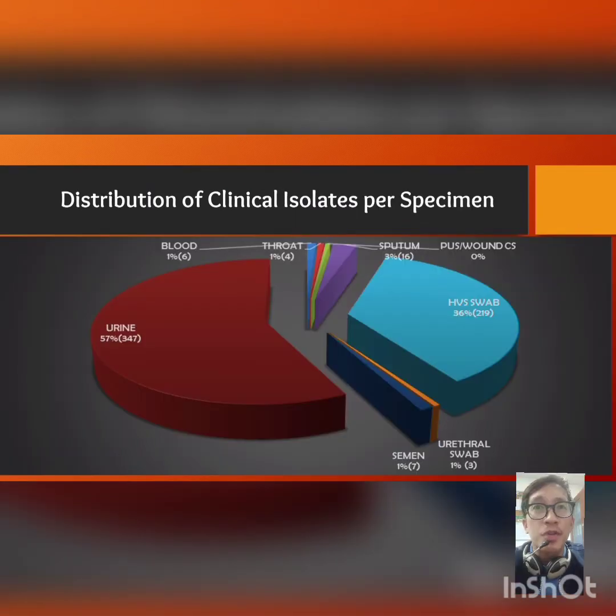Now this is the distribution of clinical isolates per specimen. Number 1, most of our clinical isolates are found in urine with 57% or 347 in total, followed by HVS swab, or high vaginal specimen swab, which is 36% or 219 total. Next is sputum with 3% or 16. We also have throat swab, which is 4, urethral with 3, semen with 7, and blood with 6.